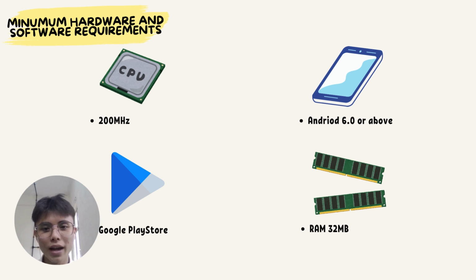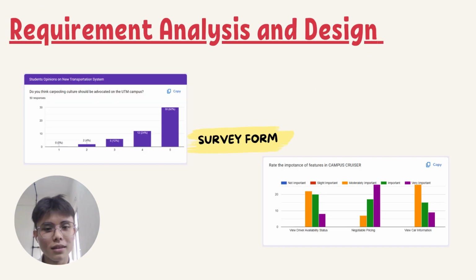Next, minimum hardware and software requirements. The user should have at least a 200 Hz CPU, Android version 6.0 or above, also the Google Play Store and RAM of 32 megabytes. Next, the survey results show that most of the students of UTM agree that carpooling culture should be advocated on the UTM campus. And they also feel that the features of Campus Cruiser are important.